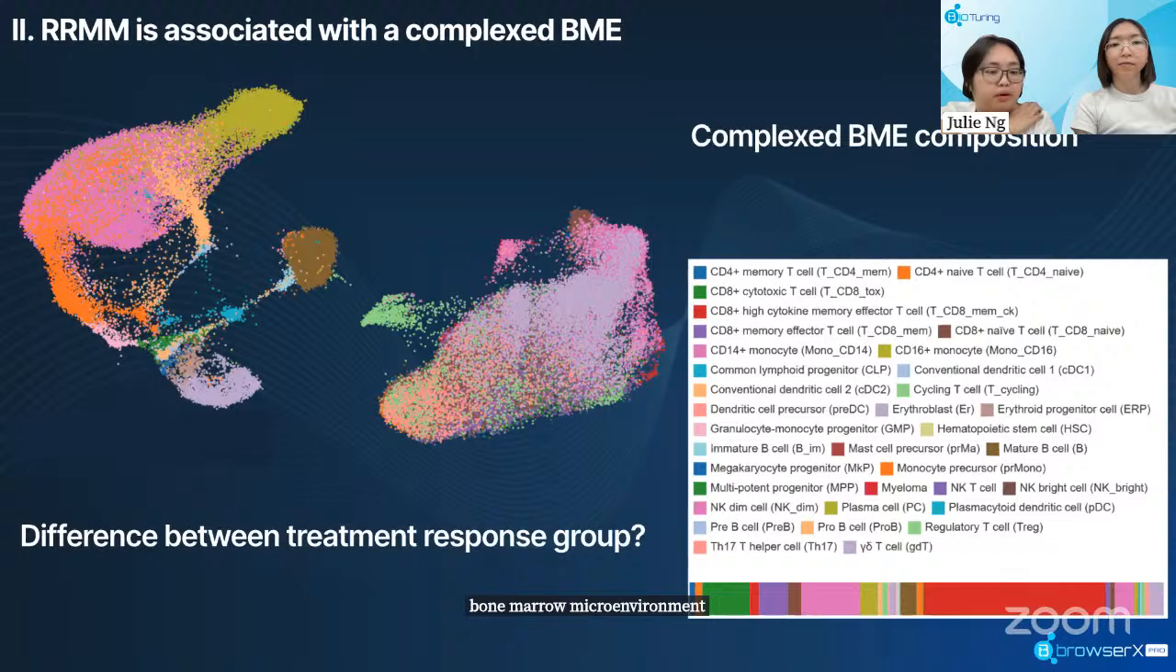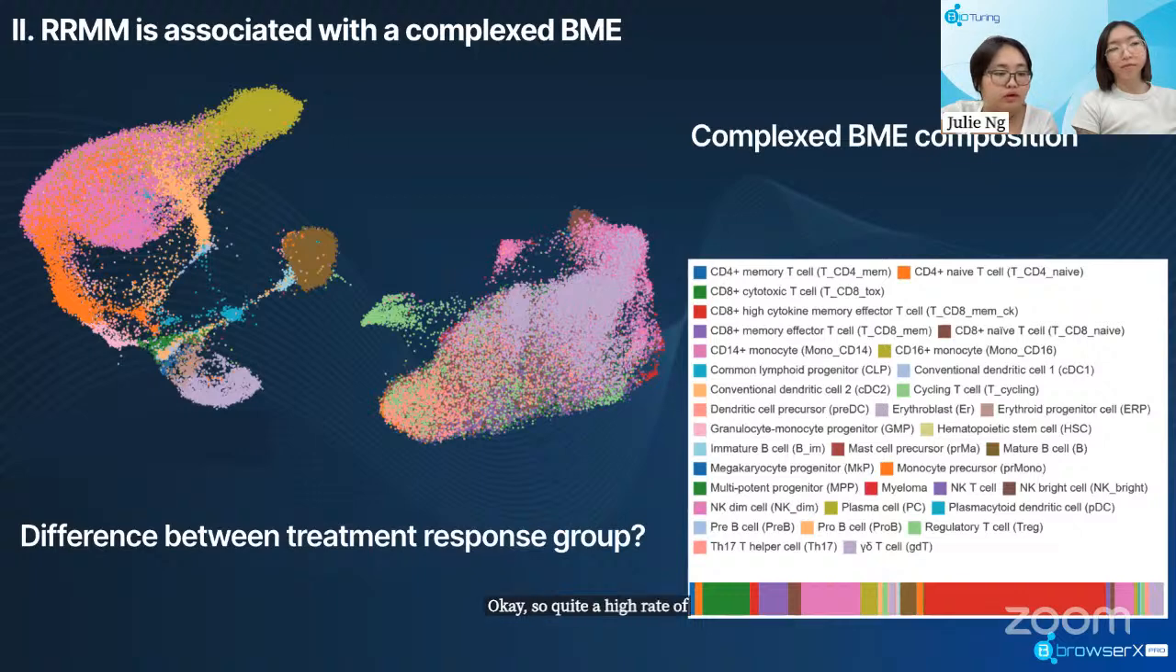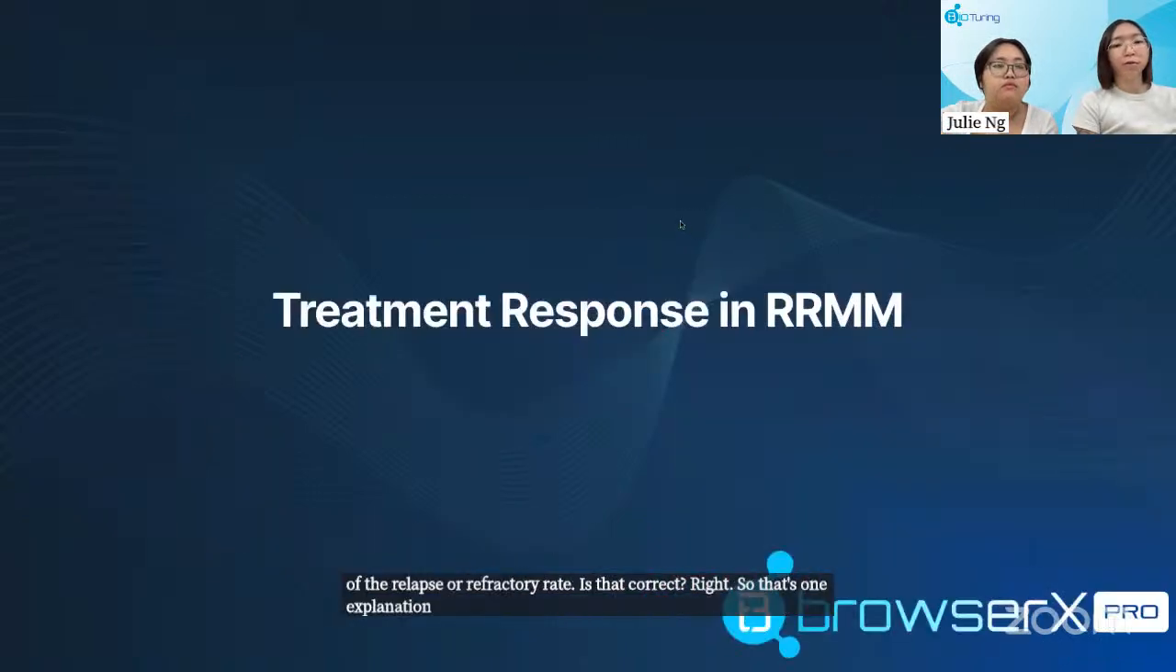I remember from the beginning that multiple myeloma has quite a high rate of relapse or refractory disease. So I question whether this complex cell type composition must be contributing to the relapse or refractory rate. Is that correct? Right, that's one explanation for why we're seeing this complex immune environment.